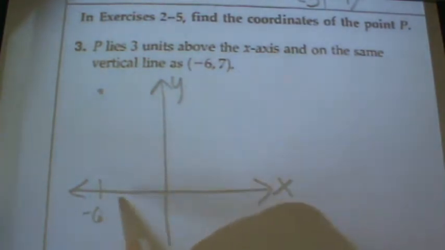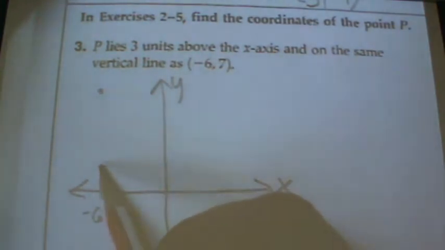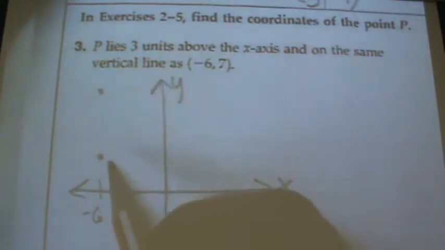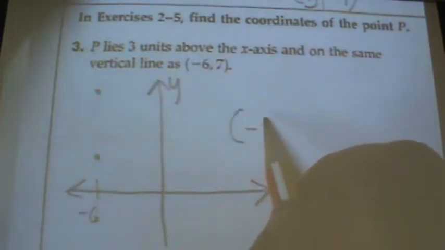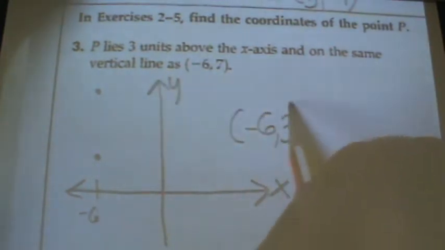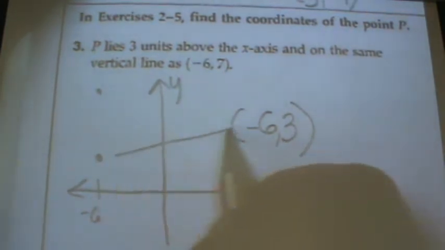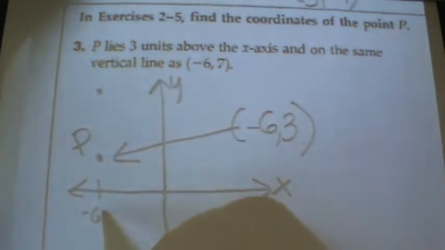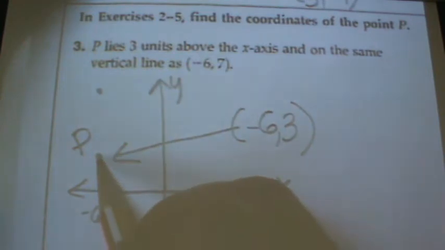So what would be the ordered pair if it were 3 units above the x-axis? It would be right here, and this ordered pair would be -6, 3. So this ordered pair is point P. So it's 3 above. 1, 2, 3.